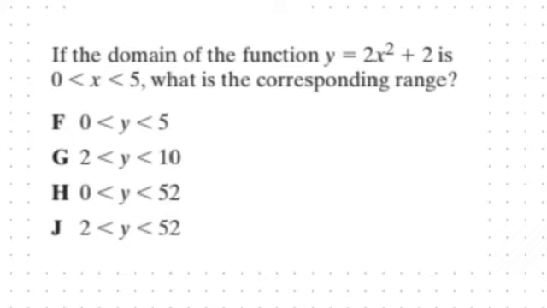It's 0 to the power of 2, which is 0. 2 times 0. Okay, it's 2 and 52. Yeah, so this one or this one? So 52. H or J? J.